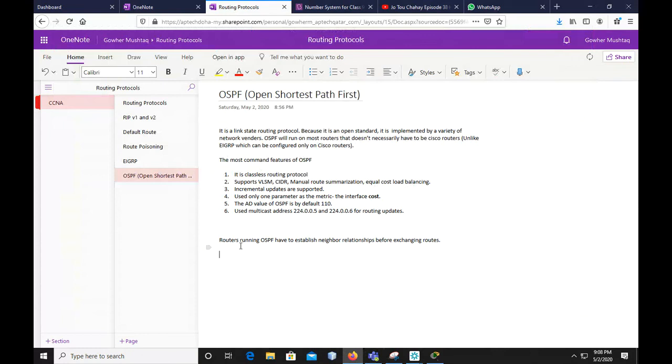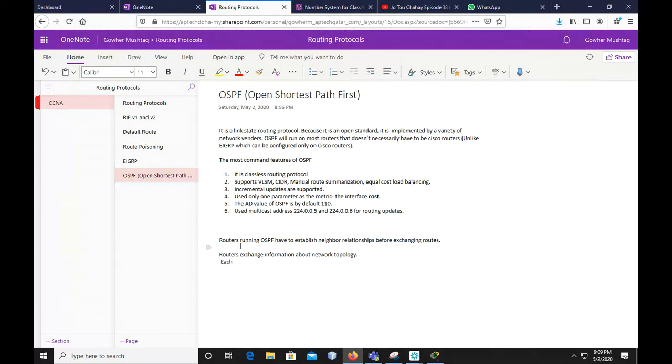You understand? Yes. So here, routers exchange information about network topology. In EIGRP, the routers were exchanging only the routing tables, to decrease the bandwidth. But here, routers exchange information about the network topology.